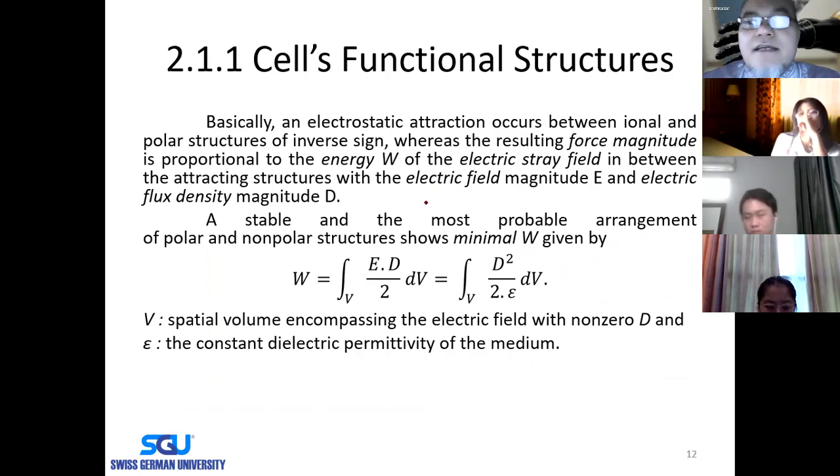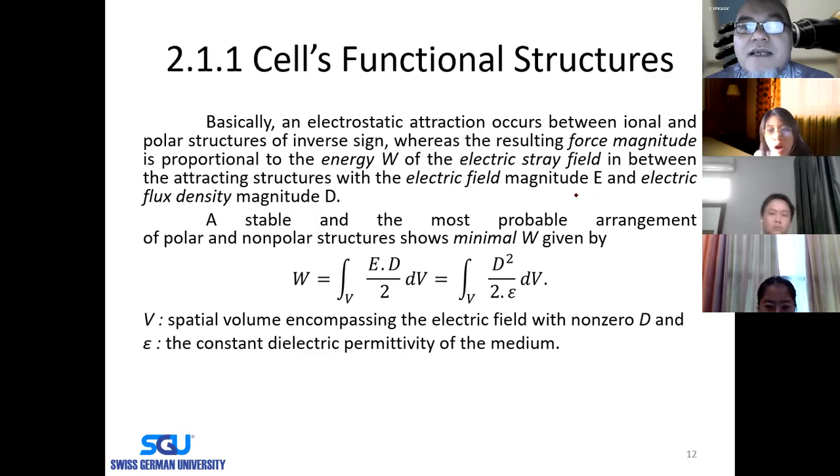So basically, an electrostatic attraction will occur between the ionic and polar structures of inverse sign, whereas the resulting force magnitude is proportional to the energy W of the electric stray field in between the attracting structures, with the electric field magnitude E and electric flux density magnitude D. So the minimal energy will be given in this structure, the integral over the volume, E times D divided by 2 dV around that volume. Or we can change the E as D divided by epsilon. Epsilon is, remember the capacitance? Yeah, this is the electric permittivity of the medium.